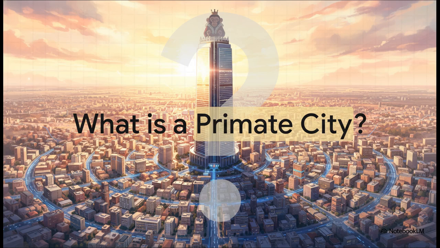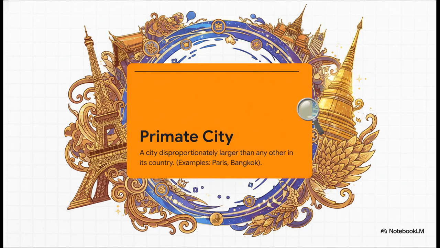Okay, ready for the next one? Sticking with this idea of scale and influence, what do you think a primate city is? The name itself kind of gives you a clue that it's all about dominance. So a primate city, a concept from geographer Mark Jefferson, is basically the undisputed champion of its country. It's way, way larger than any other city, and it usually concentrates almost all of the nation's economic, political, and cultural power in one single spot. This can make it a really powerful national symbol, like Paris is for France or Bangkok for Thailand.